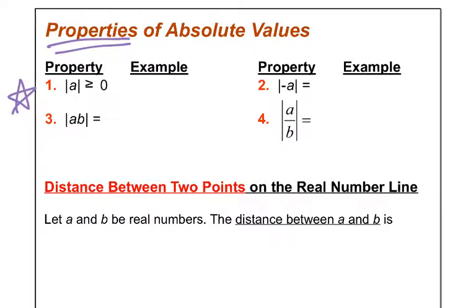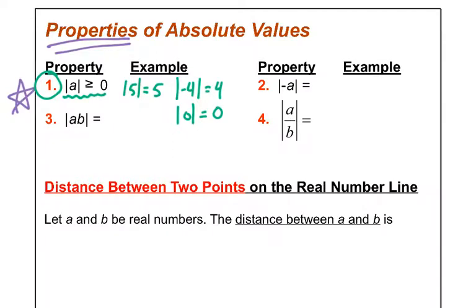All right, in general, property number 1. When you find the absolute value of a number, your answer will always be either positive or 0. Like we saw before, the absolute value of 5 is 5, a positive number. The absolute value of -4 is +4, a positive number. And the absolute value of 0 just gives you 0 back out. So your answers will always be either positive or 0.